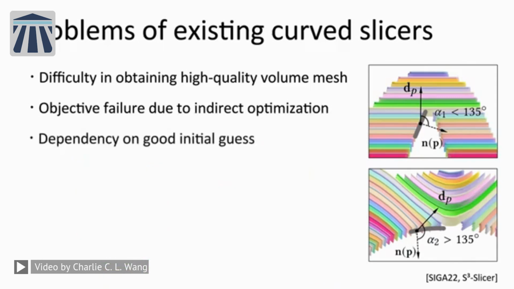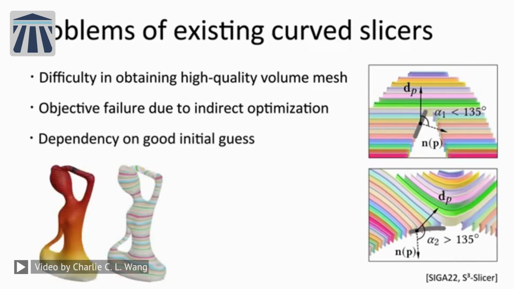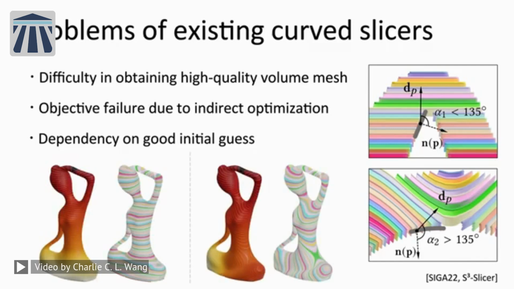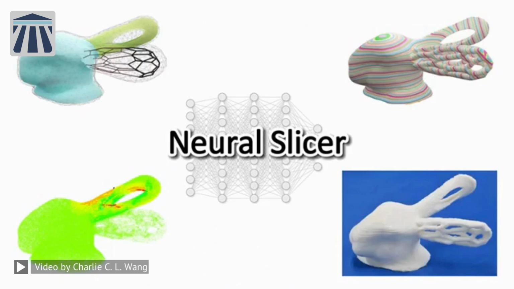Lastly, the nonlinear optimization employed in the previous methods heavily depends on a good initial guess. For example, different initial fields obtained by the heat method with different heat sources will lead to different curved layers by using the S-cubic slicer. Our neural slicer can handle all these challenges.